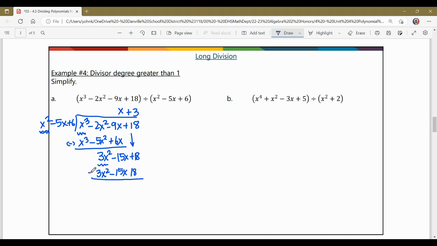Draw your line and subtract. 3x squared minus 3x squared is 0. Negative 15x minus a negative 15x is 0. And 18 minus 18 is 0. No remainder. X plus 3 is your answer.